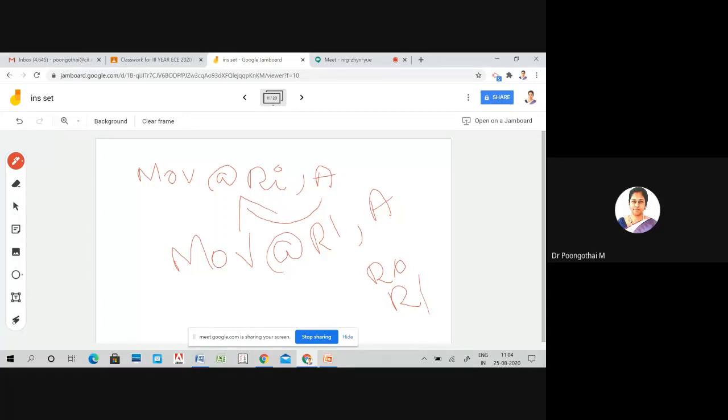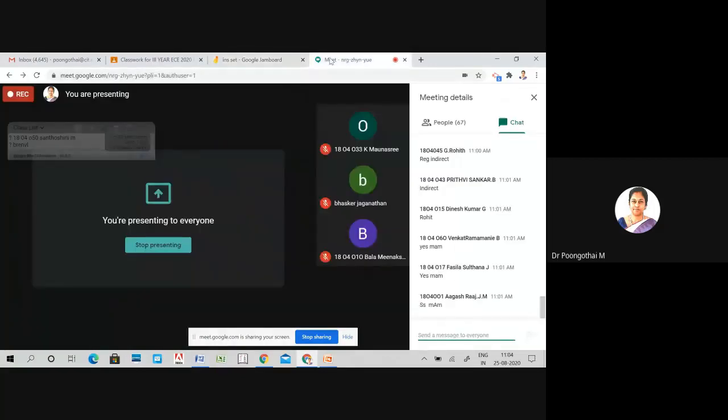So this is indirect addressing mode, and this instruction takes 1 byte of program memory and 1 machine cycle is required. So can we move on to the next instruction? Up to this, any doubts? Students, any doubts?